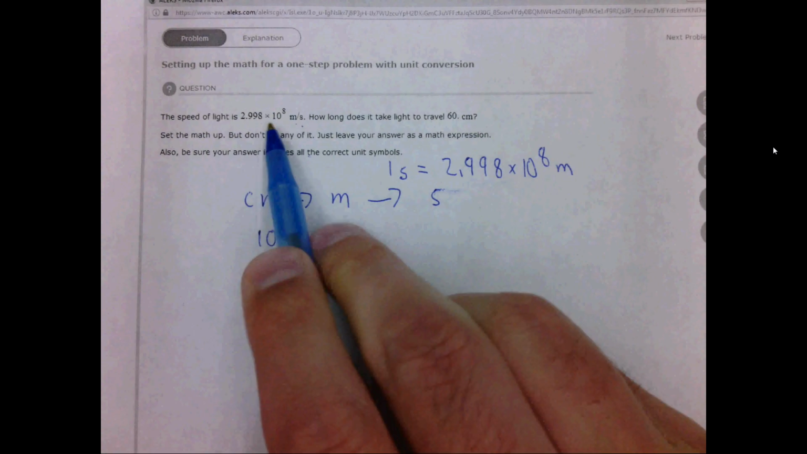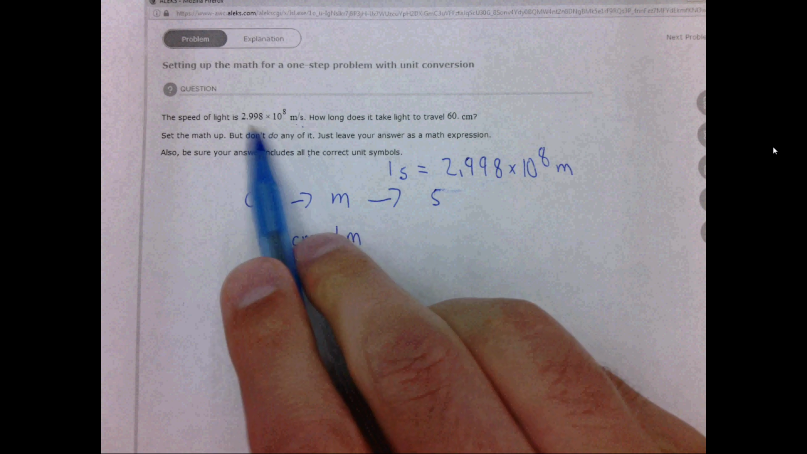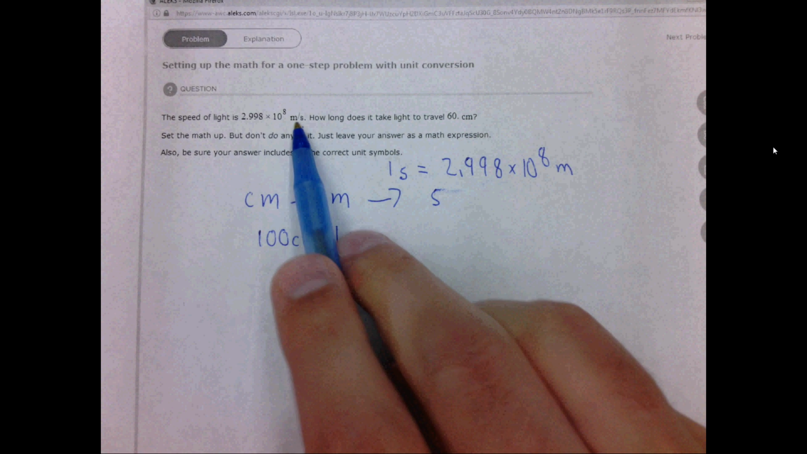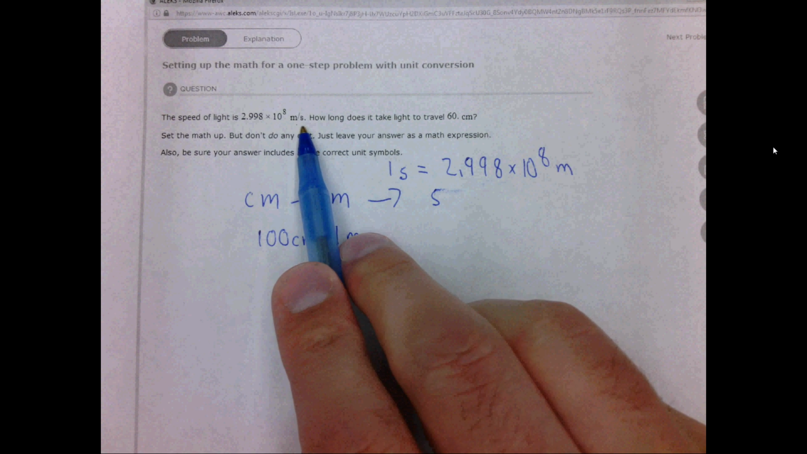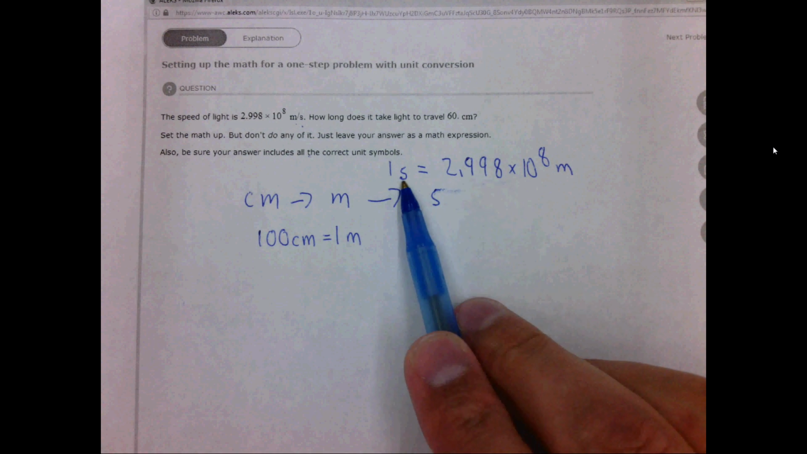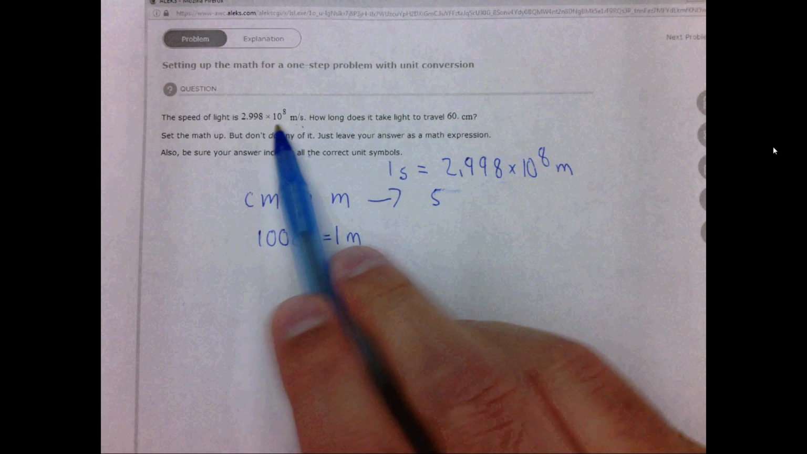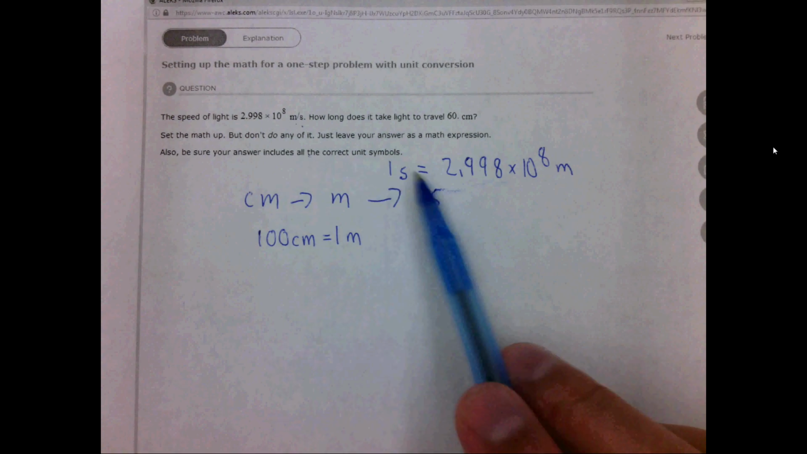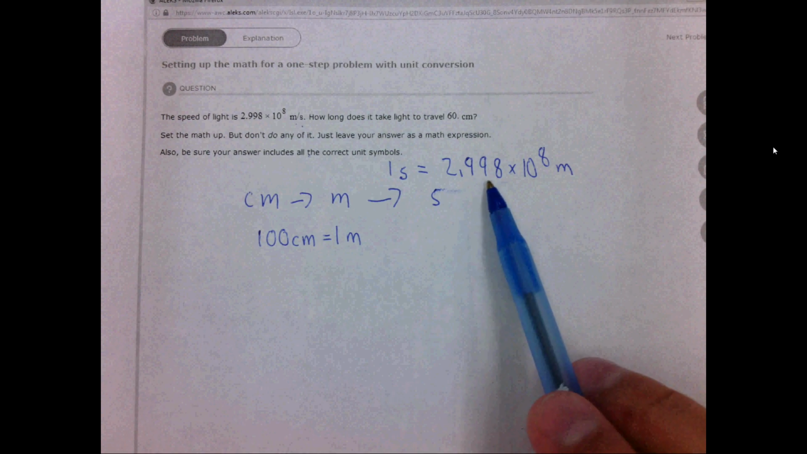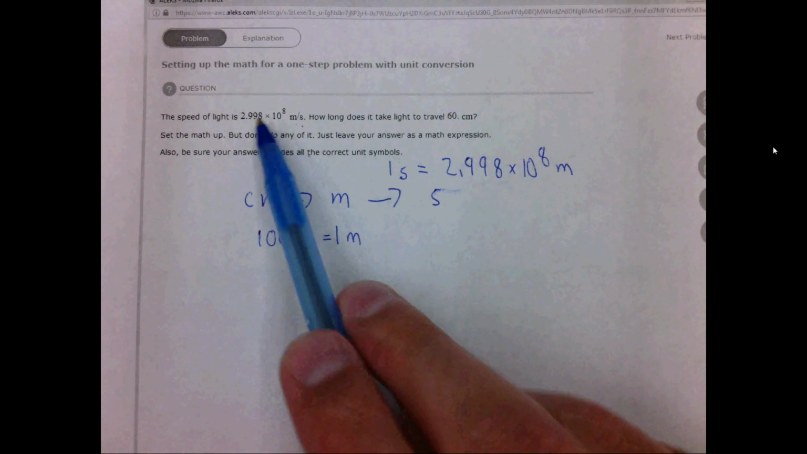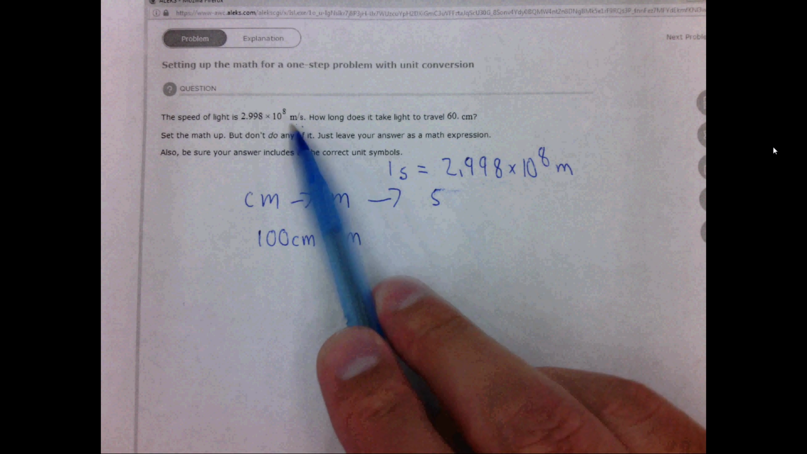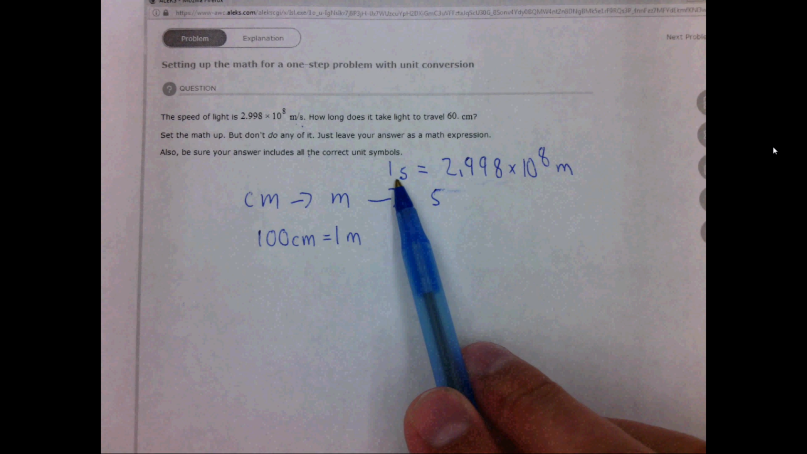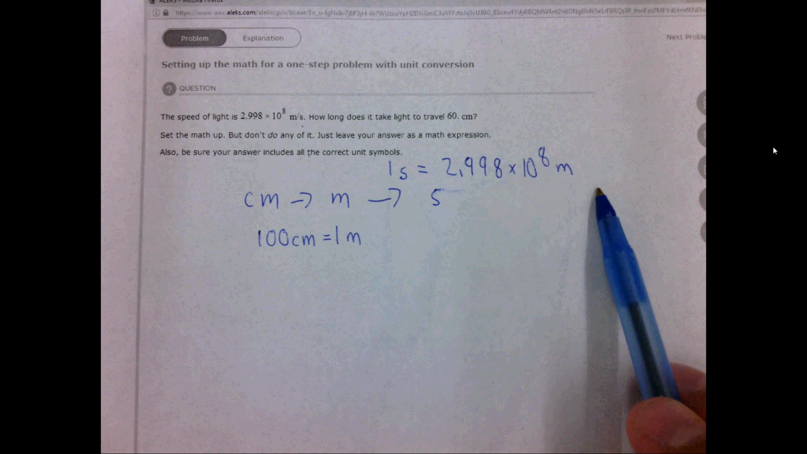So you can write numbers that are 1 unit per another unit as 1 of the unit on the bottom equals the number of the units on the top. Said another way, 2.998 times 10 to the 8 meters, the unit on the top, equals 1 of the unit on the bottom, in this case 1 second. So you can write it as an equality this way.